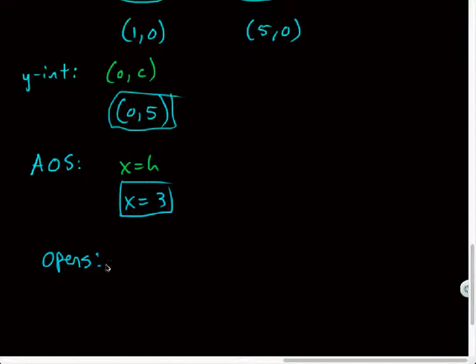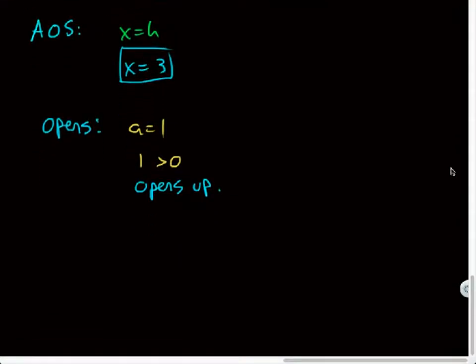Well, we happen to know that a is equal to 1, and we know that 1 is bigger than 0, so it opens up. Oh man, I'm running out of room fast. That's fine. What about the shape? Is it stretched or smooshed? Well, a is actually equal to 1. So it's actually a regular shape. What I'll call a regularly shaped parabola.